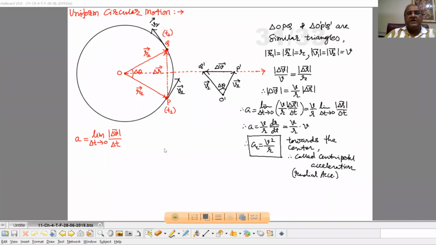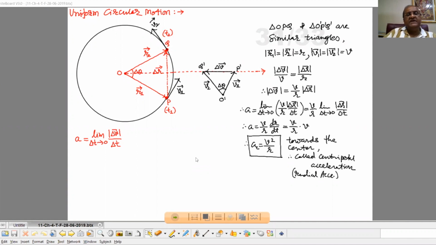Now, uniform circular motion. When any object or particle is moving on a circular path with constant speed, then the motion is called uniform circular motion. Now, for this uniform circular motion of the particle, we have to derive the equation of acceleration.